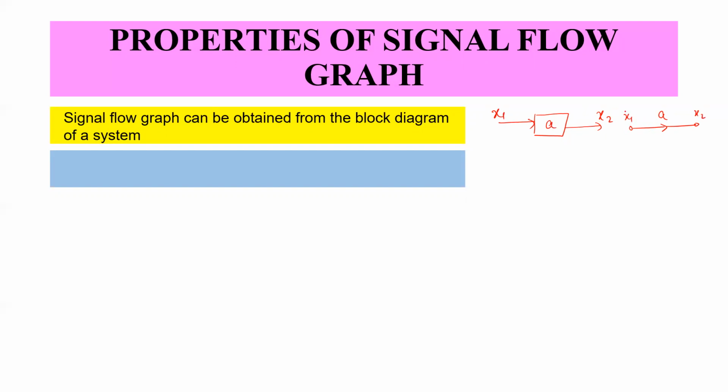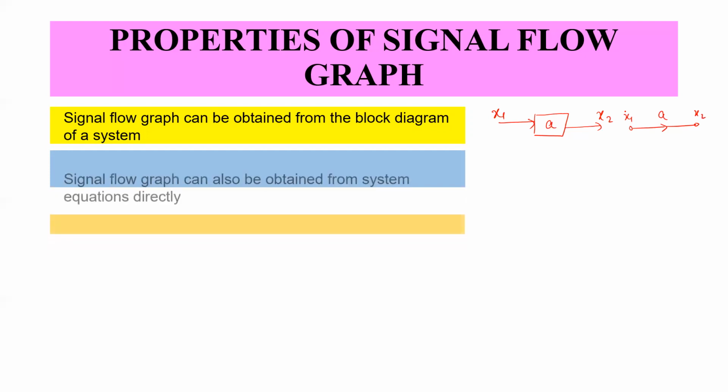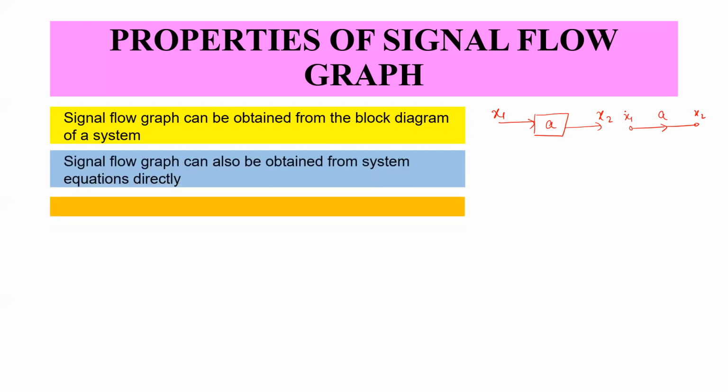Similarly, we can simply replace a block diagram representation of a system with its equivalent signal flow graph representation. Signal flow graphs can also be obtained through the equations. Like in this case, we can write this equation as x2 is equal to a x1, right? So x2 in this case is the output, that is the response, x1 is the input, and this is the gain, right? So we can reach this representation from this equation.